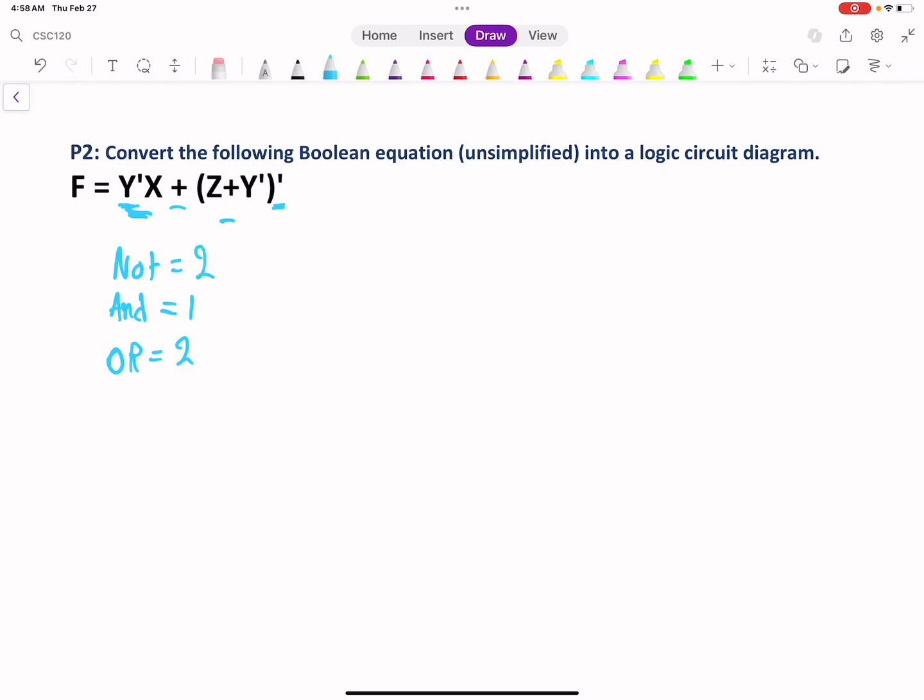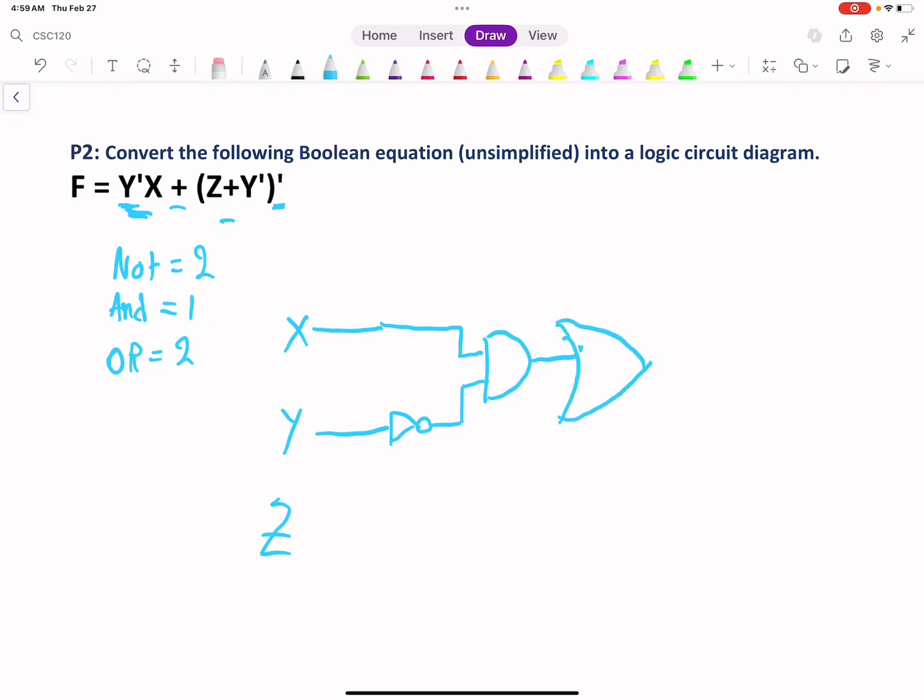Alright, let's start with our inputs. So X, Y, and Z. So X is being ANDed with our Y prime. So we're going to NOT Y, so we can have Y prime, and then we're going to AND them together. And then after that, we're going to get that value and OR it with our next expression that we still haven't done yet. So Z plus Y prime.